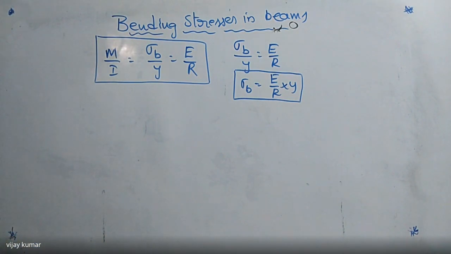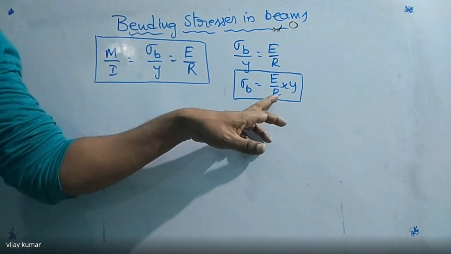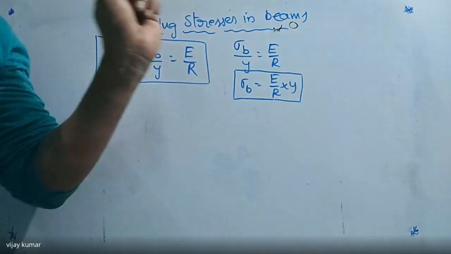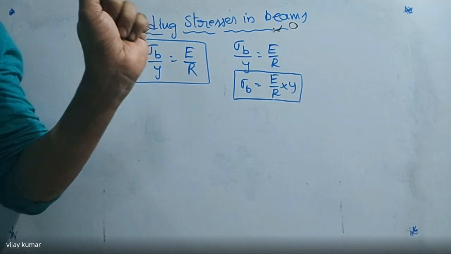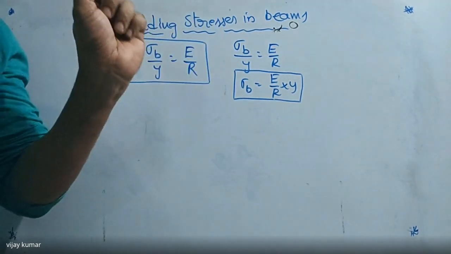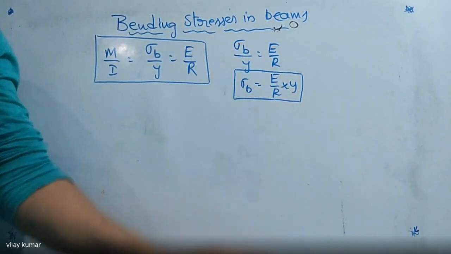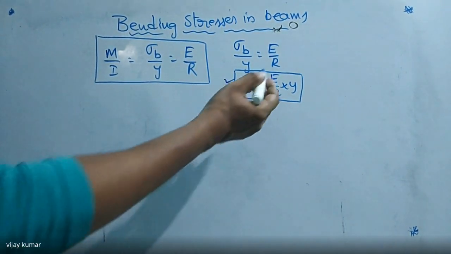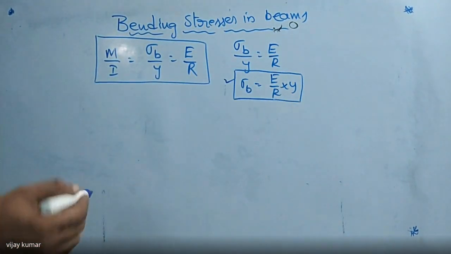We can calculate the bending stress when we know the radius of curvature of the beam, and we know the distance of the point from the neutral axis. If you know it, then we can calculate sigma b. E is nothing but the modulus of the material. They will give it to you. When E, R and Y are known values, we can use this formula to find sigma b.